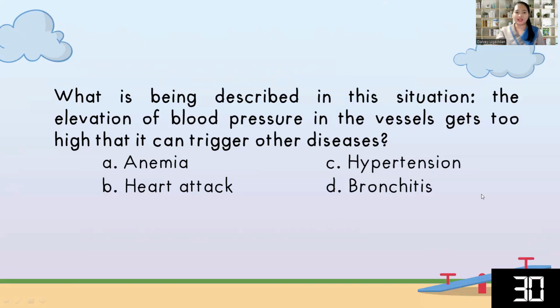Question number 11. What is being described in this situation? The elevation of blood pressure in the vessels gets too high that it can trigger other diseases. A, anemia. B, heart attack. C, hypertension. Or D, bronchitis. Please key in your answer in the comment section.